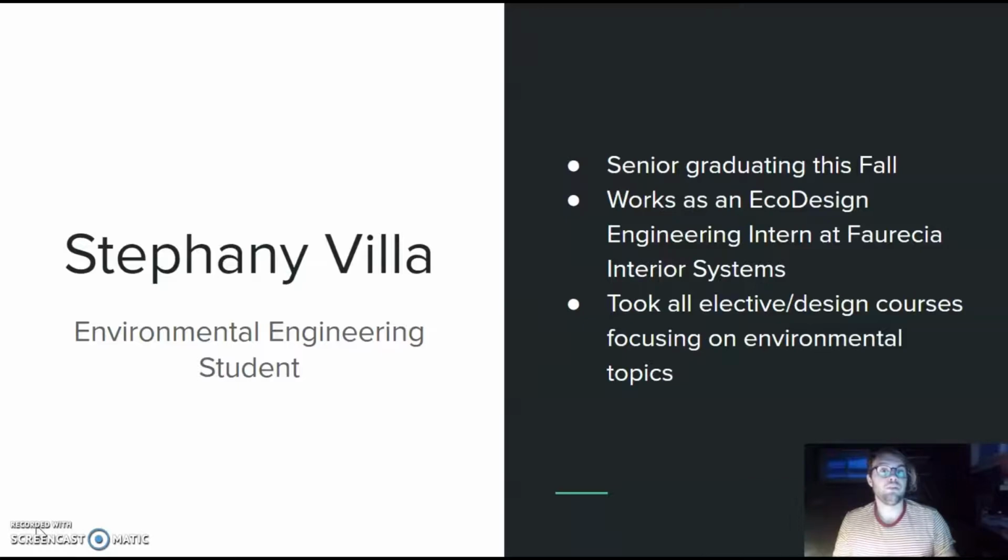Stephanie is an environmental engineering student graduating in the fall. She was responsible for researching current practices at Wayne State University and identifying problems within the sustainability plan. Throughout her career, Stephanie has worked on various environmental work projects as an eco-design engineering intern at Fushiro Interior Systems to push for more use of plastic regrind from scrap parts. Stephanie has taken elective design classes such as environmental chemistry, energy emissions and environmental design, and integrated waste management.